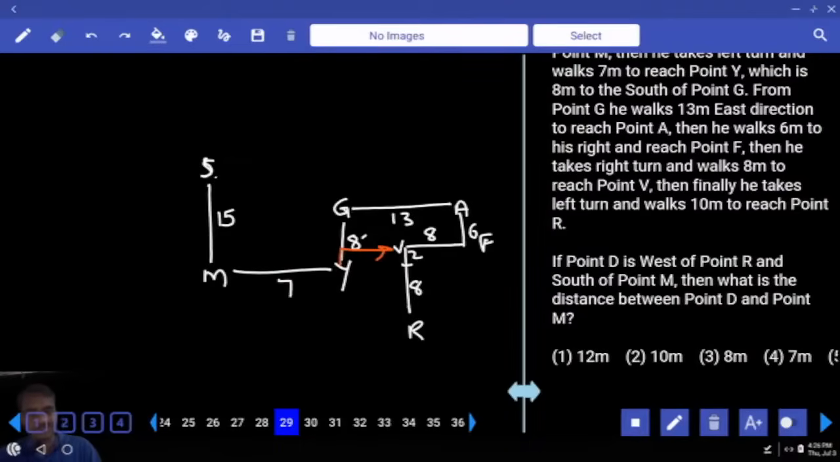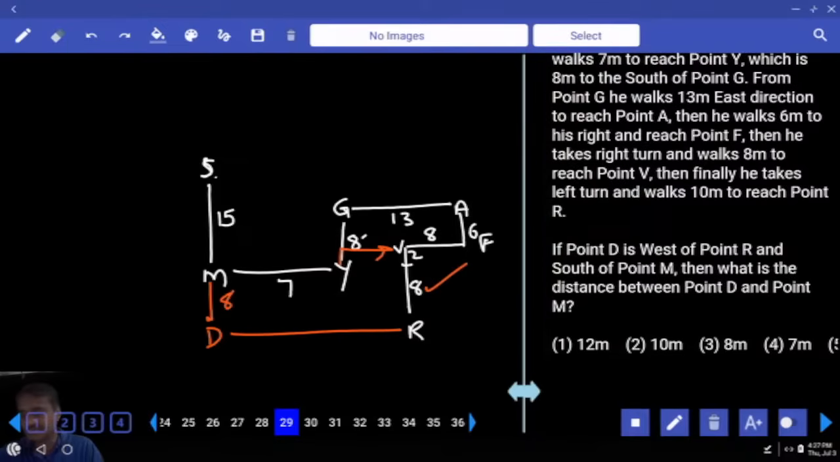And if D is to the west of R, where is this D? D is to the west of R and south of M. And D must be here. South of M, west of R. Then what is the distance between D and M? Now D and M, what is the distance here? Equal to 8 meters. 8, that is choice 3, question number 29.